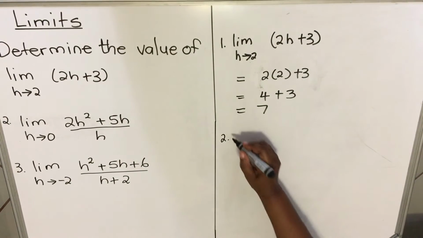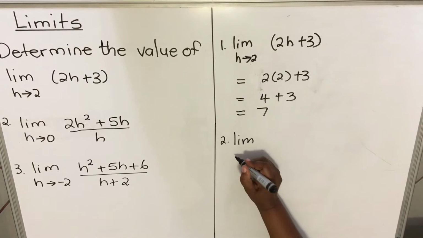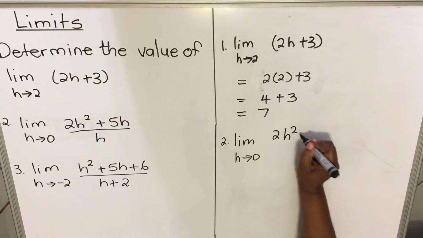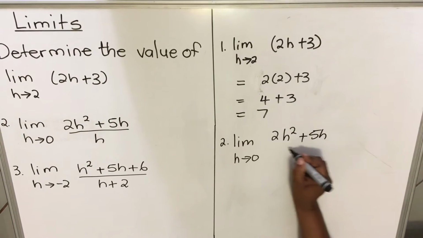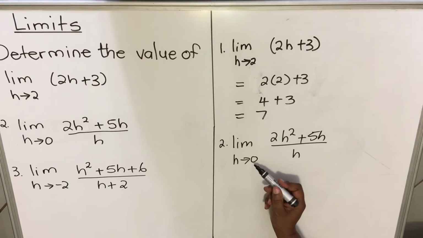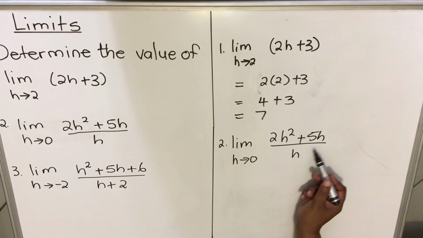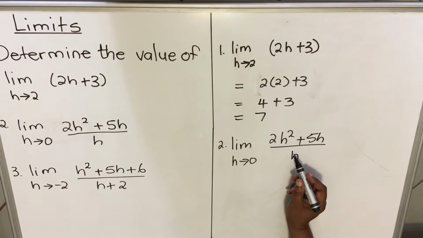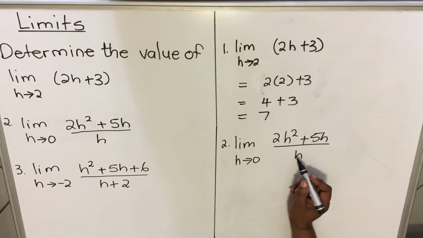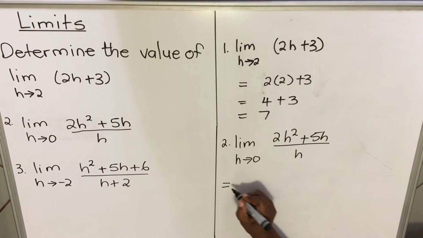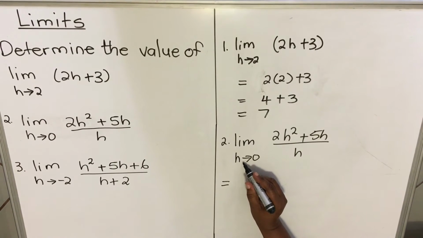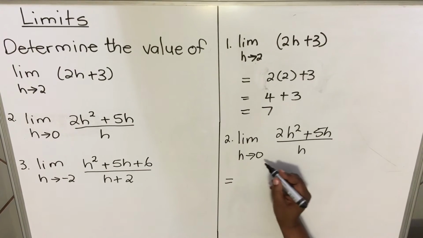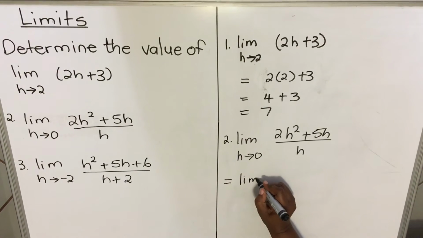The second example says limit as h tends to 0, our function is 2h squared plus 5h divided by h. Now you see, if you put 0 here, this will be undefined. So when you have the denominator, you must start by taking out a common factor and cancel. So we're going to have equals to, because we are not substituting h for 0 in the function, we still need to write the limit.